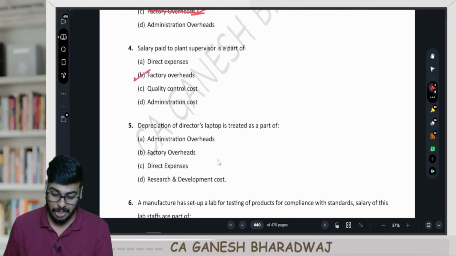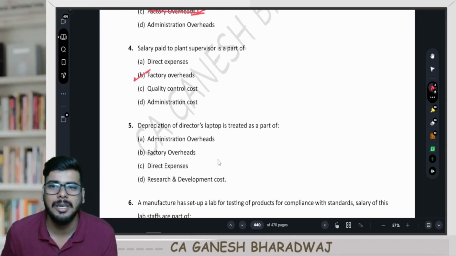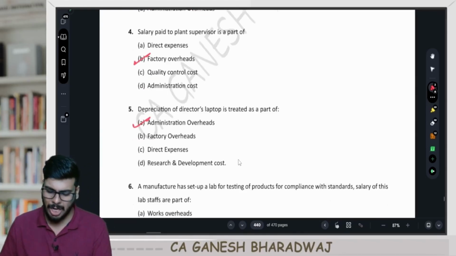Then, depreciation on director's laptop. Depreciation on director's laptop. Tell me. Administration overheads. That's all. He's a corporate office guy.